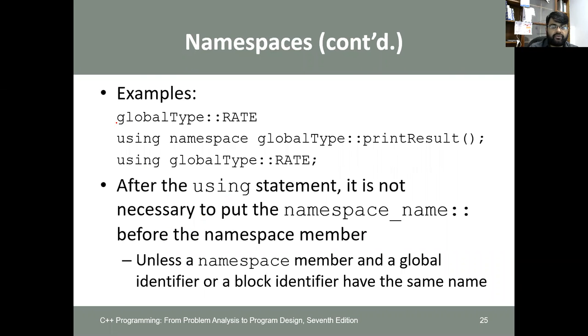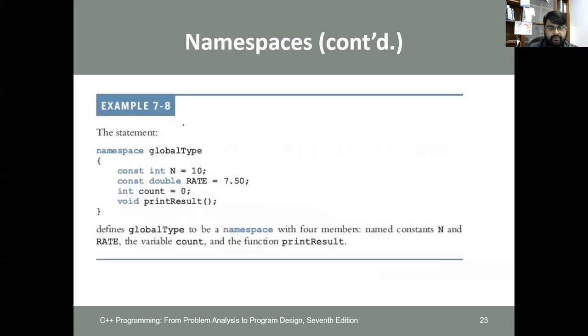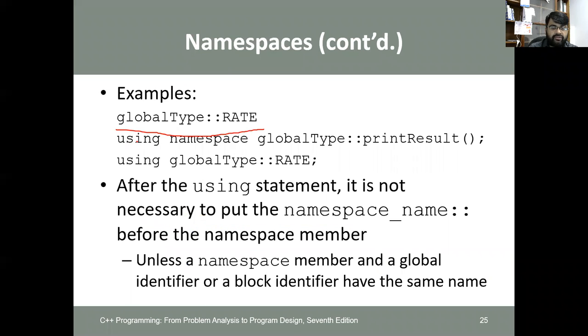For example, if you want to use this namespace that we declared earlier, you need to write global type rate to access it, or you can do using global type semicolon, and then instead of using the resolution operator, we can directly write rate alone, and it will be identified directly in the global type. Similarly, you can use using namespace global type print result. If you want to use the print result function in some place, it then becomes accessible inside your code.